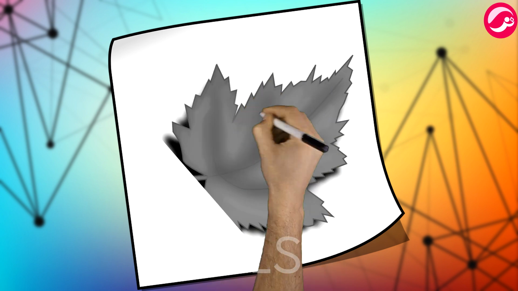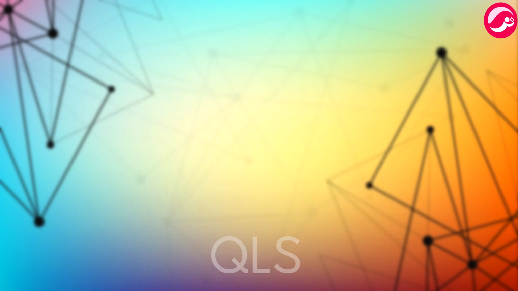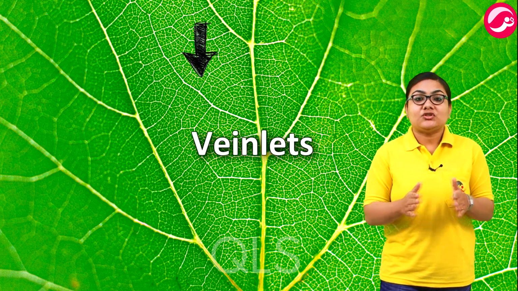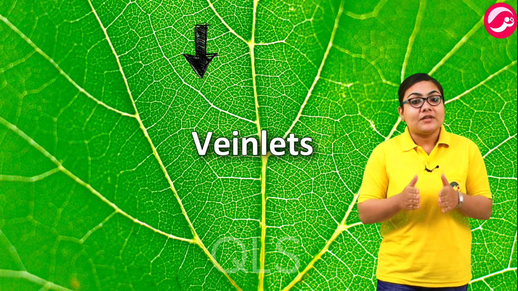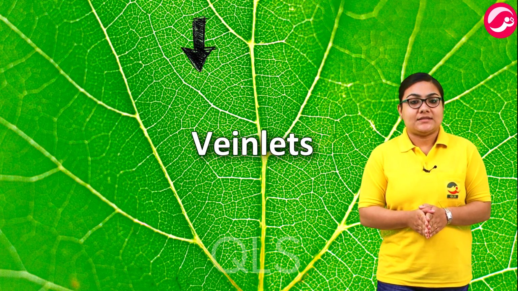Now, did you get an impression with some lines in it? Are they similar to those on the leaves? These lines on the leaf are actually called veins. Now do you see a thick vein in the middle of the leaf? This vein is called the midrib. Many small thread-like structures extend from the midrib to the leaf margin. These are called veinlets.